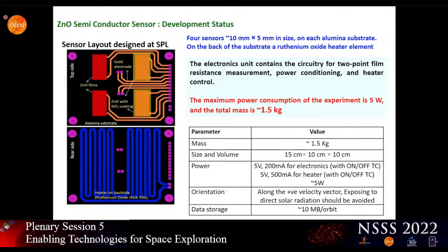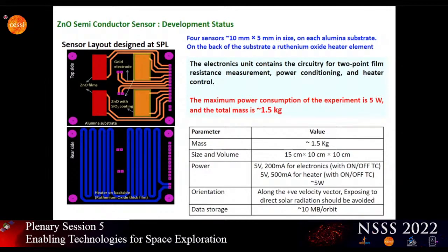All right. So the electronic circuit contains circuitry for 2-point film resistance measurement. It's a rather simple approach for doing this. And the maximum power consumption is about 5 watts, and the total mass is going to be around 1.5 kg. The system has been designed and it is now undergoing fabrication and subsequently the lab test.